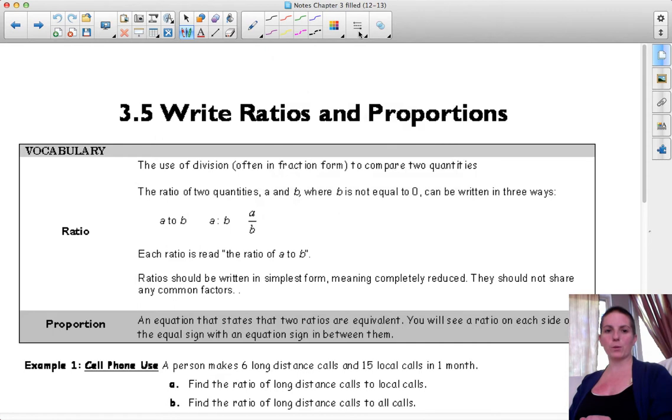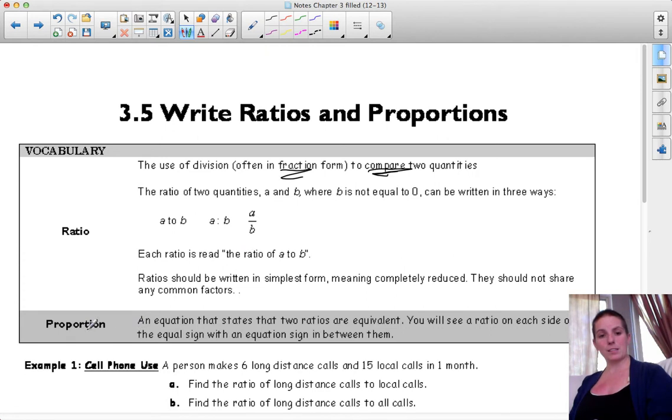When we see that word ratio, it means the use of division, often in fraction form, to compare two quantities. All three versions of this notation say A compared to B. A to B, A to B, A to B. All of them are read the same. Ratios, I want you to remember, are simply fractional comparisons. There's that word compare and the word fraction.